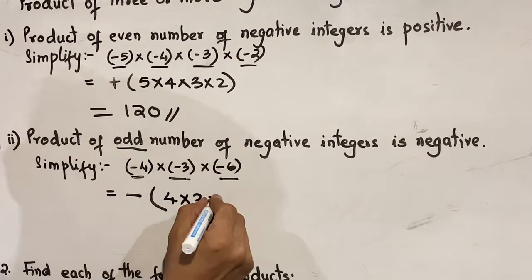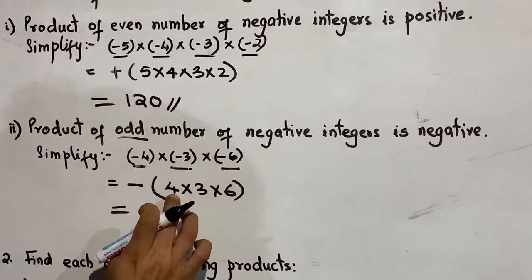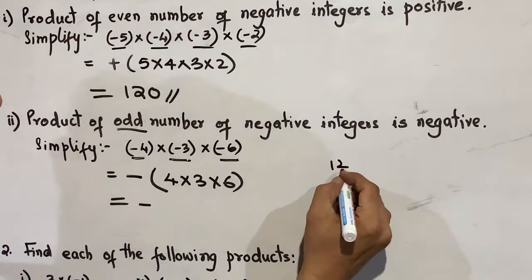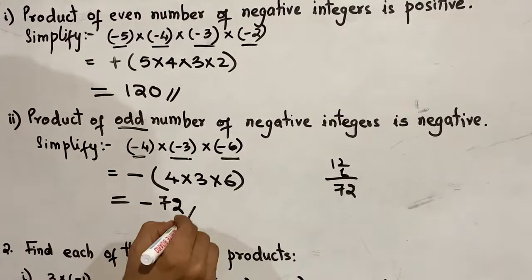When you multiply this, what you obtain is negative. 4 times 3 is 12, and 12 times 6 is 72. So therefore the answer is negative 72.